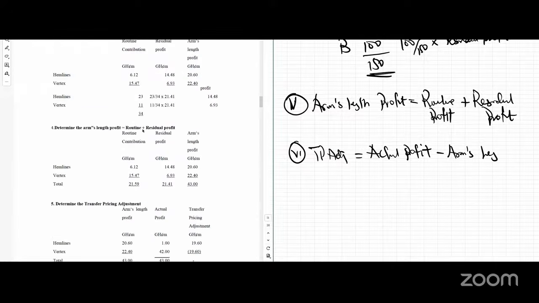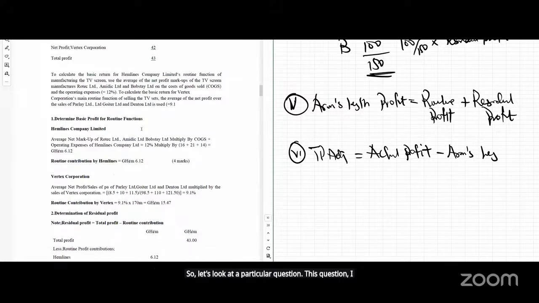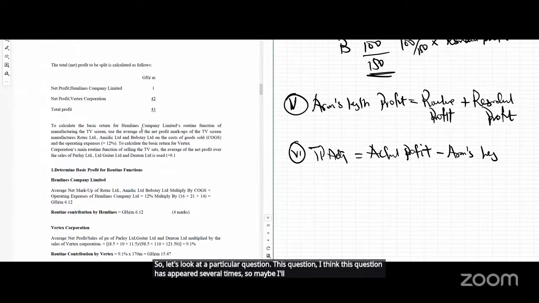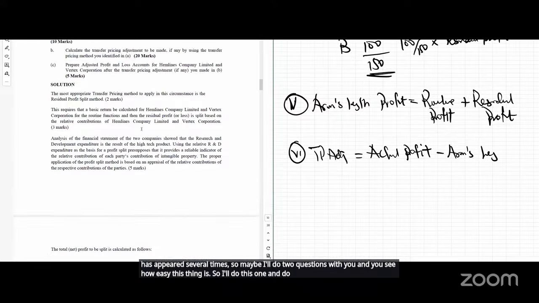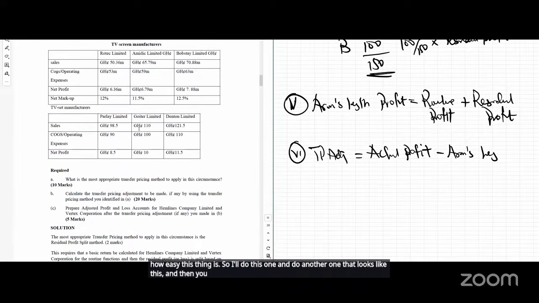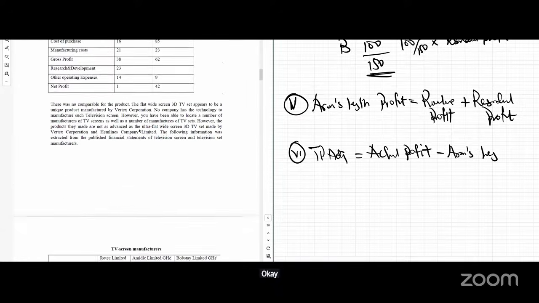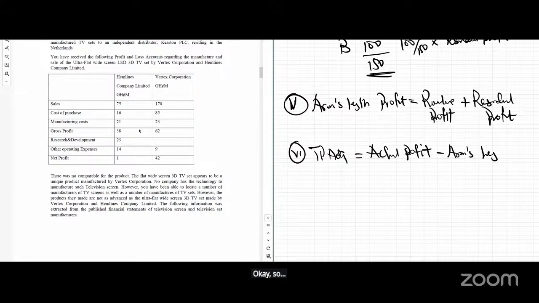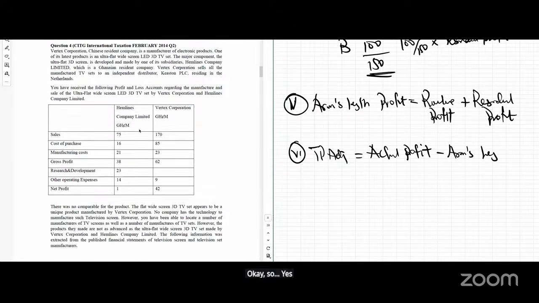So let's look at a particular question. I think this question has appeared several times. Maybe I'll do two questions with you and you see how easy this thing is. I'll do this one and another one that looks like this, and then you are fine. Okay, so Vertex Corporation.